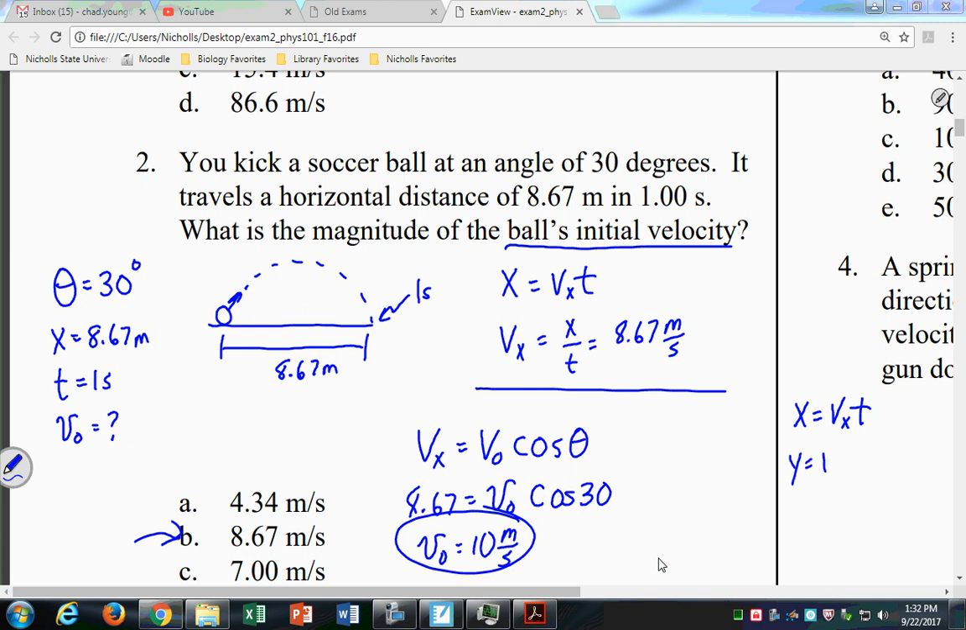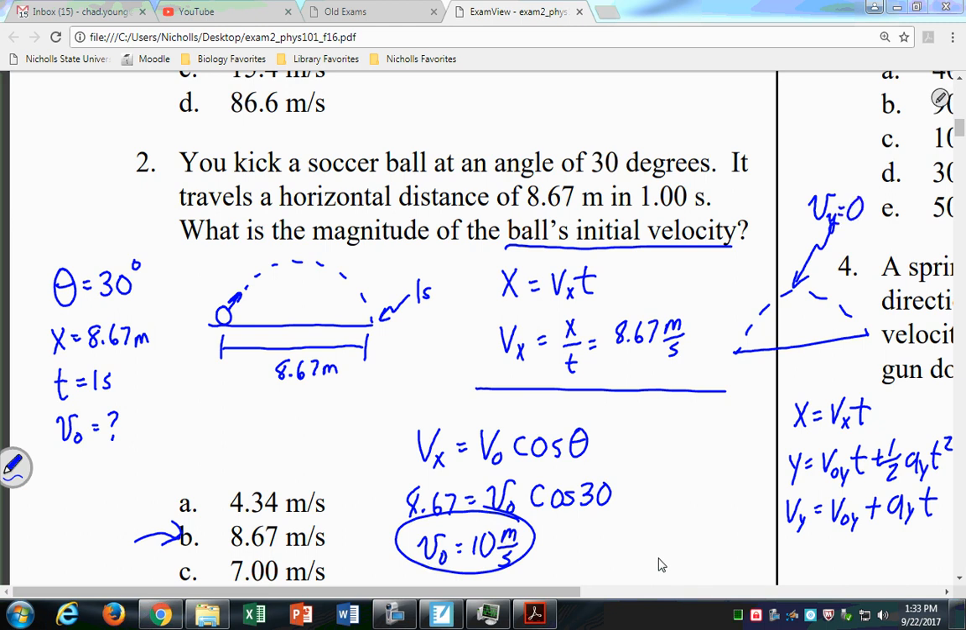Y is equal to V naught Y t plus 1/2 a_y t squared. And then Vy is equal to V naught Y plus a_y t. And then we also had that little trick where we talked about that at the top of the trajectory, Vy is equal to 0, and the total time is twice that time.